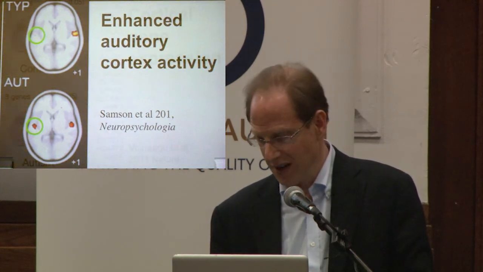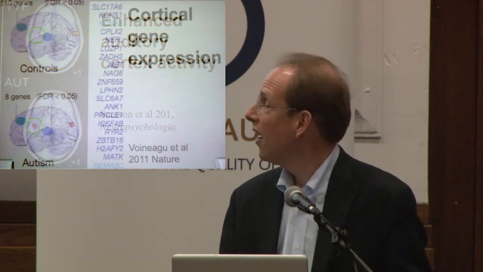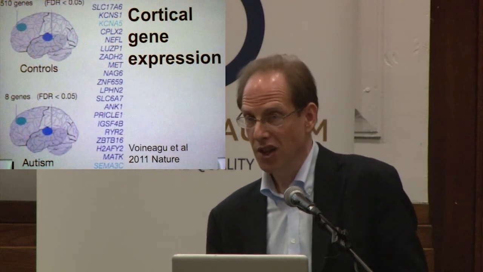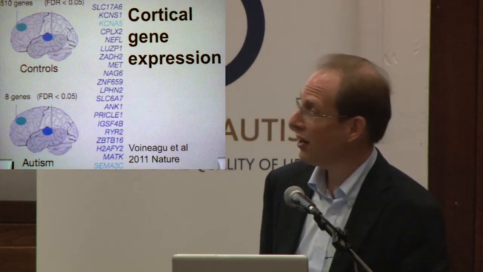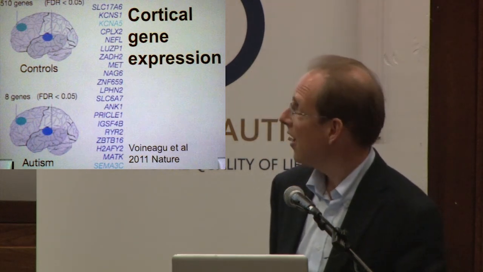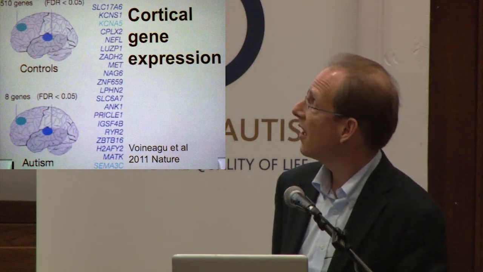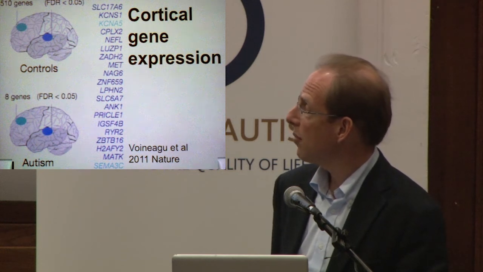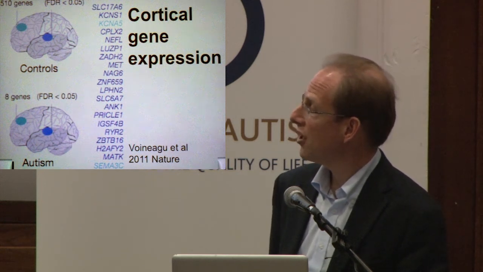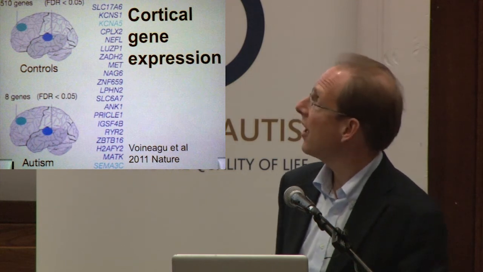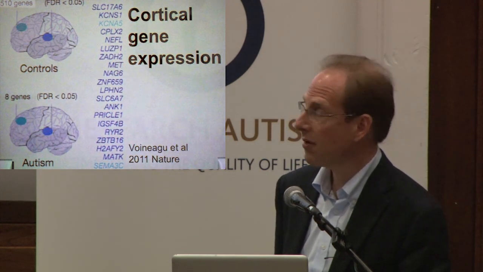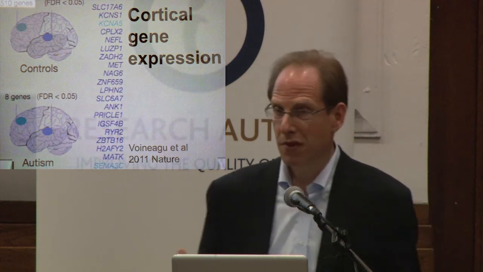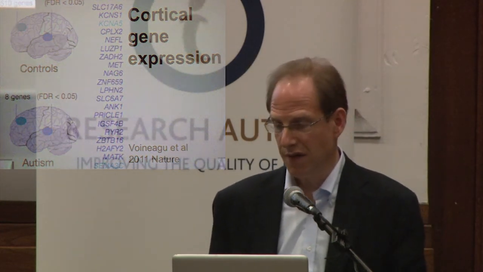It's just a difference. And finally, on the biology, just to give you a flavour of genetics, you can look at how genes are expressed in the brain. Here what they've done is taken, at post-mortem, brains from typical individuals and people with autism, and looked in 2 regions of the brain at how genes are expressed. Over here you can see there were 510 genes that were expressed. Here there were only 8 in the autism group. So there's a difference in the number of genes being expressed in different parts of the brain.